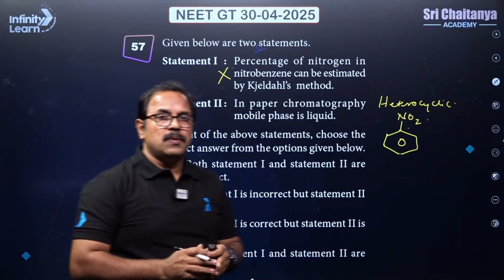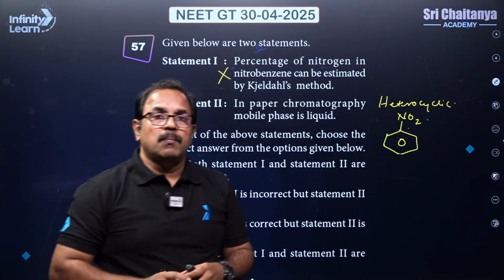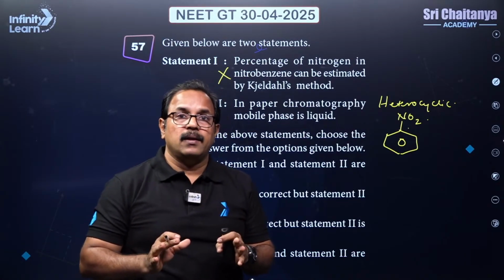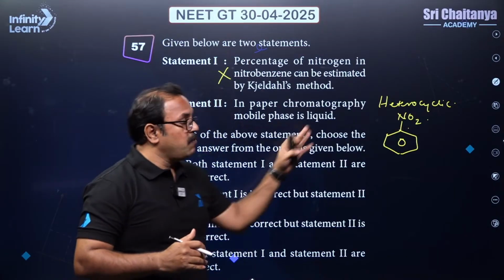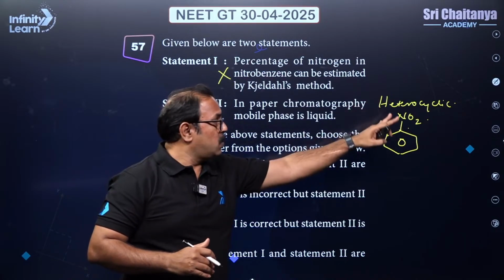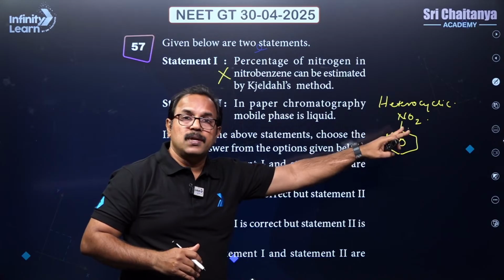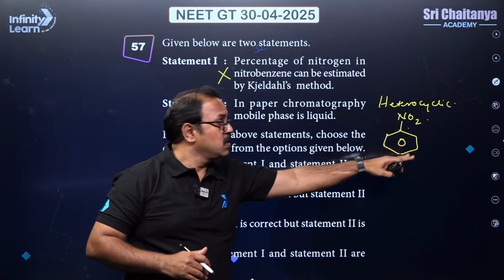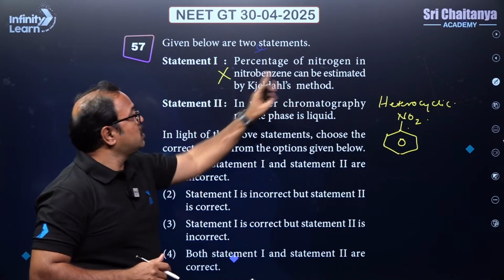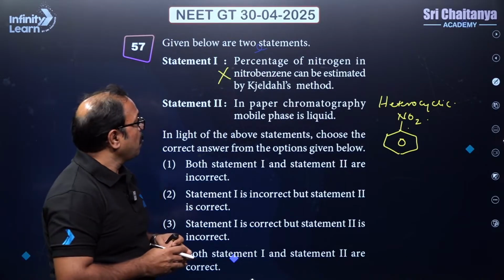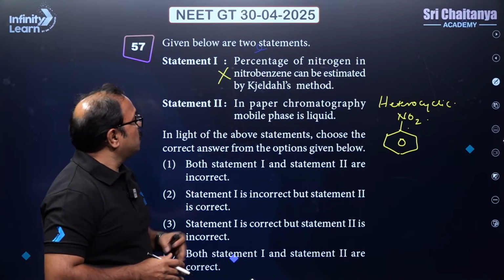Sometimes the theory will be very simple, but you should remember it very clearly, because they have emphasized the 3 components: heterocyclic compounds, nitro compounds, and azo type of compounds. They cannot be estimated by Kjeldahl's method. That is the first part, so that is incorrect.